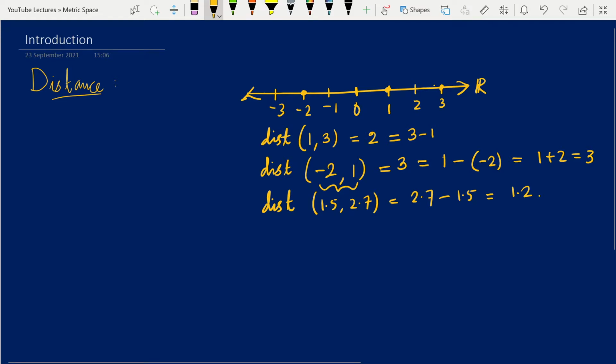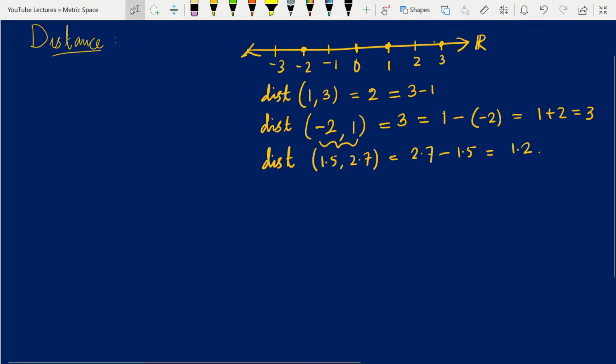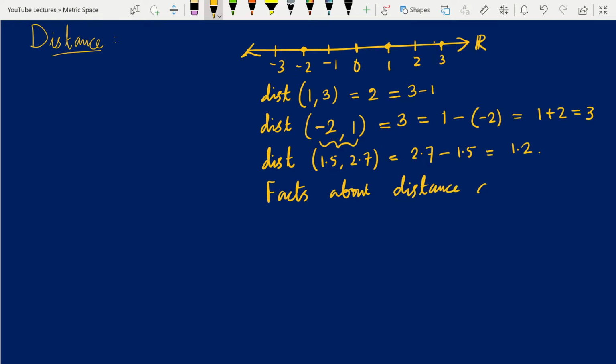Now let's see what other facts you know about the distance function. Instead of writing the distance in words, I'll be writing just d. Let me write it down: distance d. Let's see what facts we all know regarding this distance function d. So this is fact number 1.